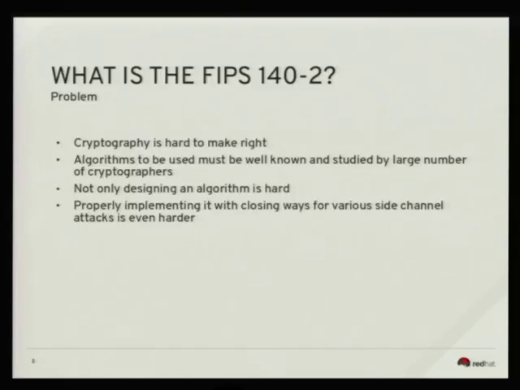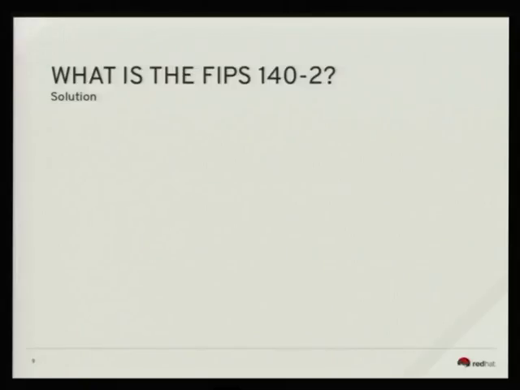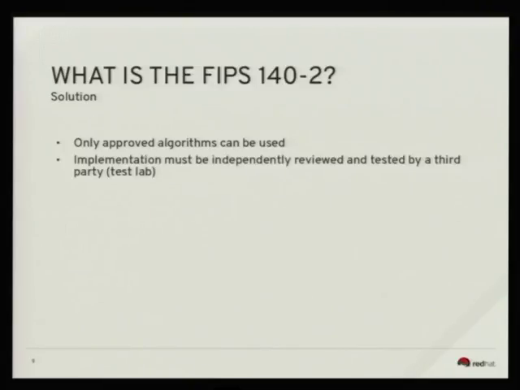This requires special skills to be able to actually close these side channel attacks. And properly using already implemented crypto, even if the implementation is correct and the algorithm is correct, is also hard. So, solution: maybe FIPS 140-2 is the solution to this. It requires that only approved algorithms can be used. So at least the first problem, let's say it's solved. The implementation must be independently reviewed and tested by a third party. This is at least an attempt to solve the second problem.